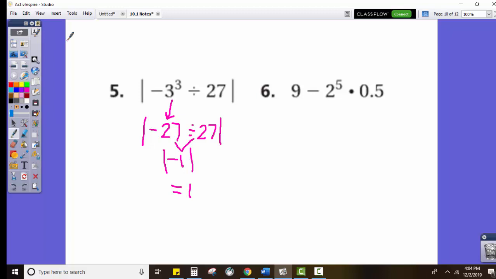And number 6, 9 minus 2 to the 5th times a half, 0.5. So I'm going to do 2 to the 5th first. 2 to the 5th was 32. Bring everything else down. So 9 minus 32 times 0.5. And then I need to multiply before subtracting. So 32 times 0.5 is 16. Bring everything else down. 9 minus 16 then is negative 7. So number 6 is negative 7.